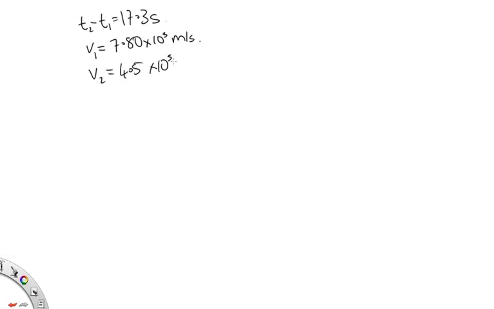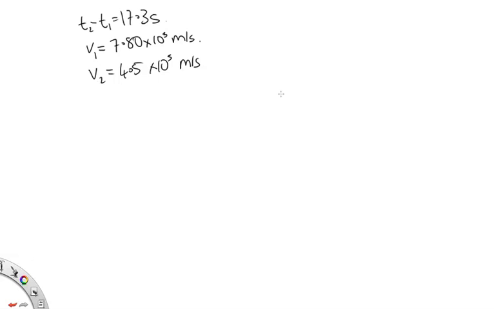Okay, so let's let the primary waves have the subscript 1 and the secondary waves have the subscript 2. Well, the difference in arrival time is 17.3 seconds. So T2 minus T1 is equal to 17.3 seconds. The velocity of the primary waves, they're the faster ones, is equal to 7.80 times 10 to the 3 meters per second. And the velocity of the secondary waves is equal to 4.5 times 10 to the 3 meters per second.